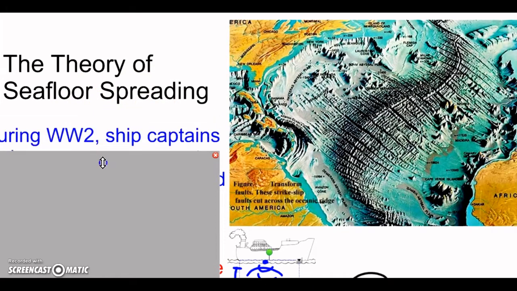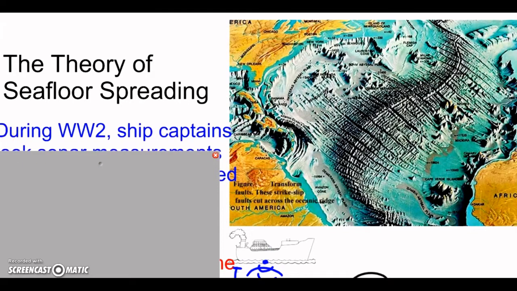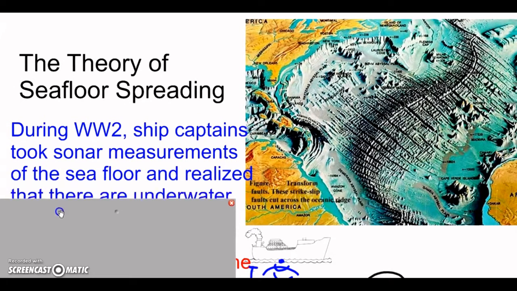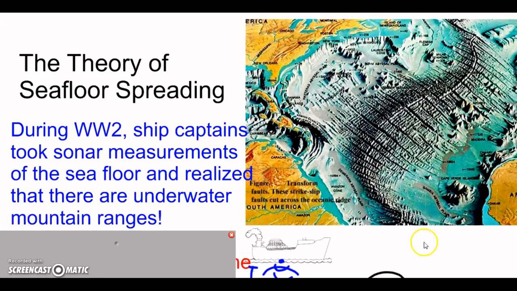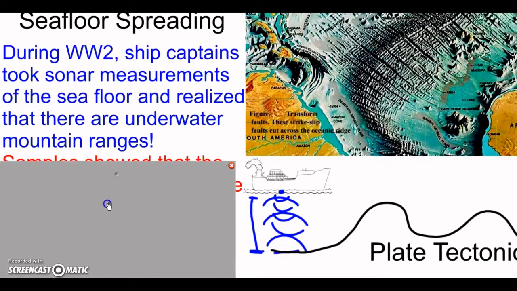Okay? So, during World War II, ship captains took their sonar measurements of the seafloor and realized that there are underwater mountain ranges. That's what we're seeing right here. Okay, this is East Coast, here's Cuba, here's South America, here's Africa. And in between there's this gigantic mountain range. Okay? Here's what we need right now.